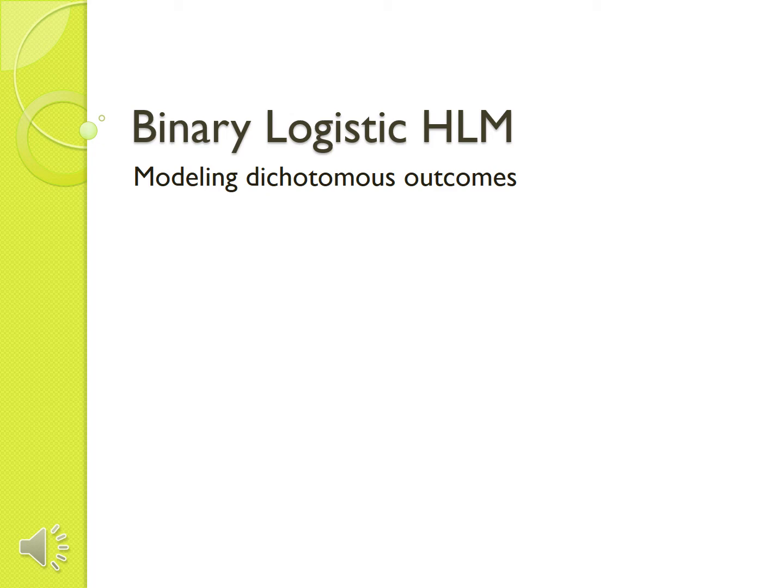So we spent the first couple of weeks modeling continuous outcomes, and we're now just transitioning into binary logistic HLM, where we will be able to model dichotomous outcomes. This is very similar to the difference between OLS regression and binary logistic regression, but there are slight differences because we now have clustering, but I'll walk you through this.